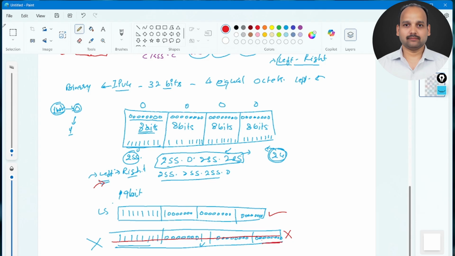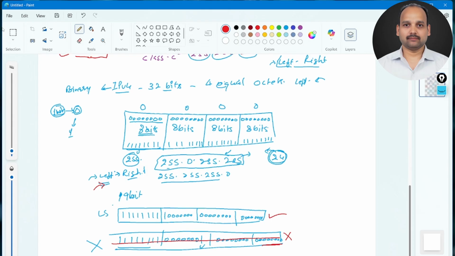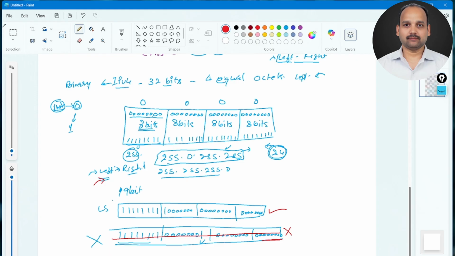You have to take care of that whenever you calculate your subnet, or if anyone gives you a CIDR notation. You have to think that I have to write the subnet from left to right. I can never write it from right to left, and we can't use an off bit between the on bits.